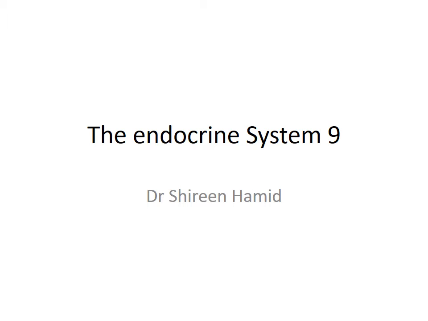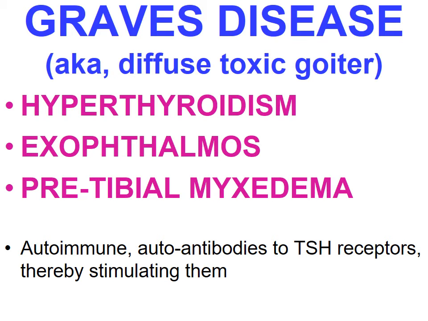We are continuing with the endocrine system and going to discuss Graves' disease and multinodular goiter. Graves' disease is the most common cause of endogenous hyperthyroidism and is also called diffuse toxic goiter.